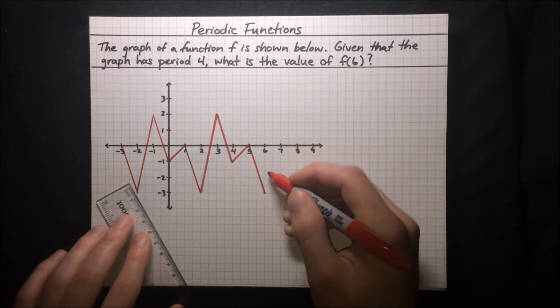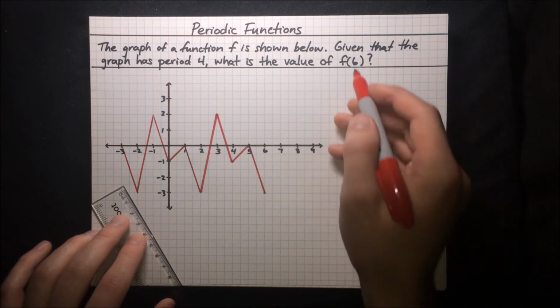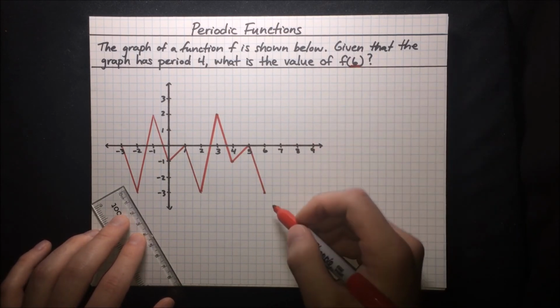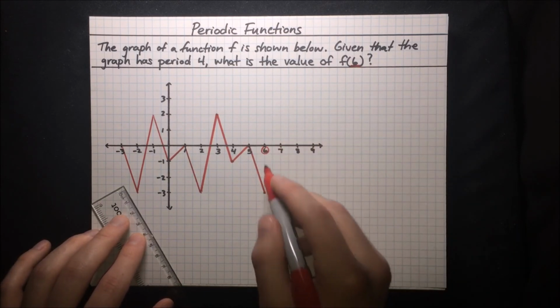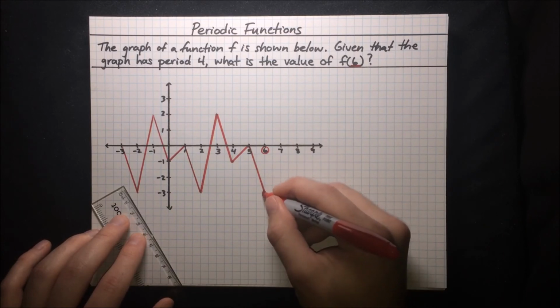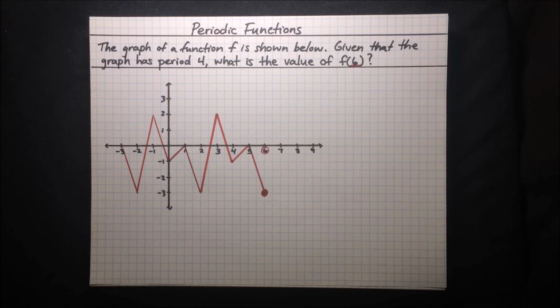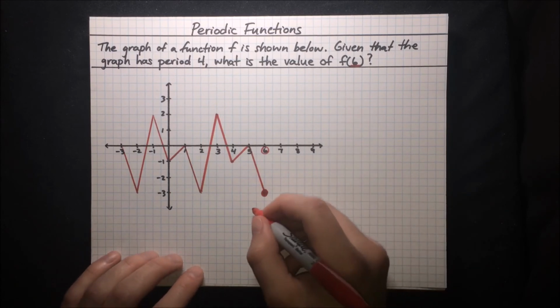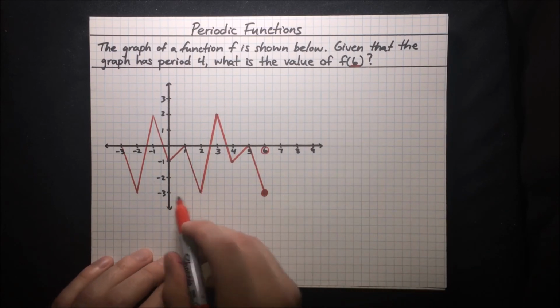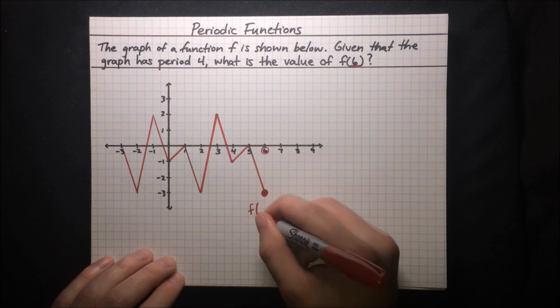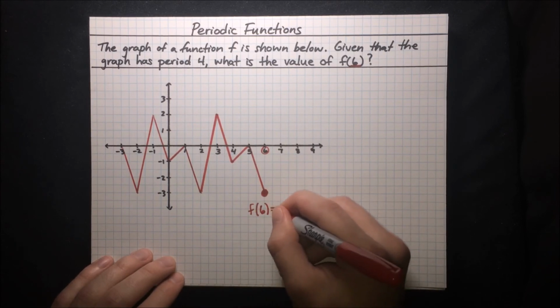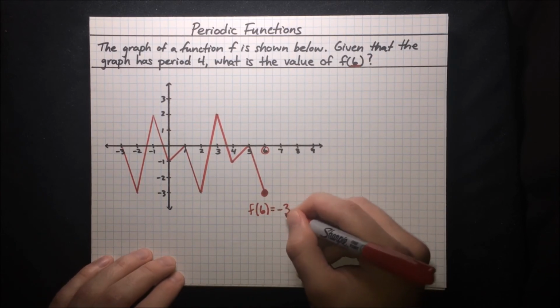And we can actually stop here because we want to find the value of f of 6, and 6 is right there in our graph. So that's just going to be this point here. So what is the value of f of 6? Well, the value of f of 6 is the y coordinate, which is -3. So f of 6 equals -3.